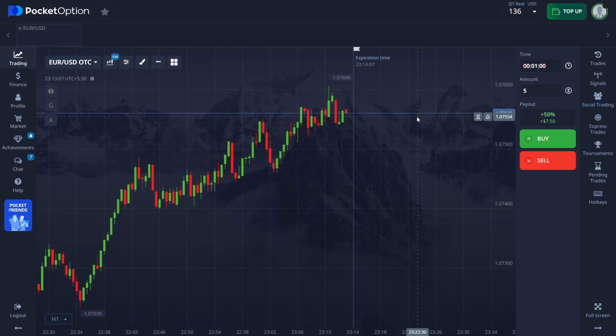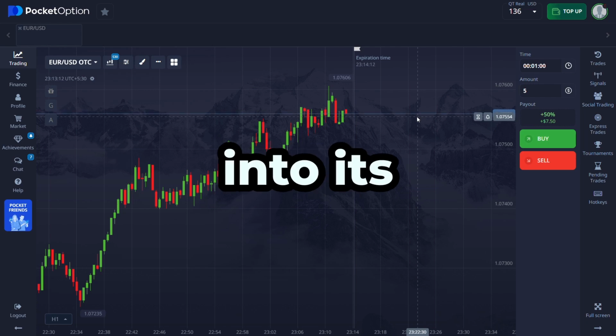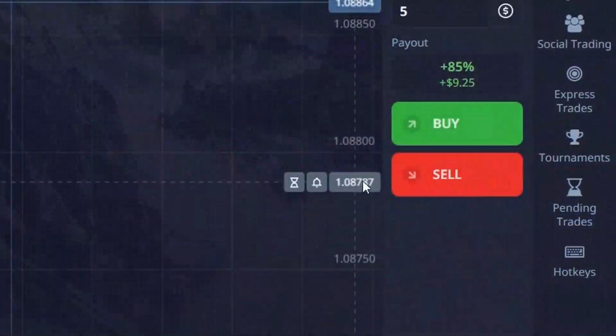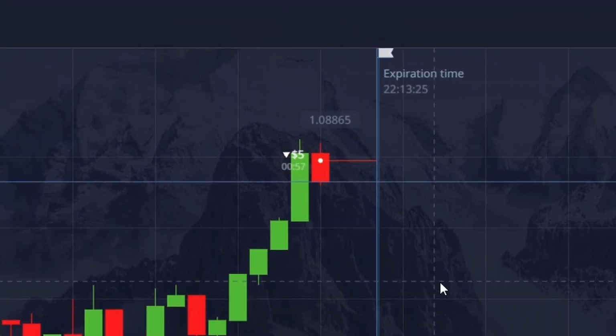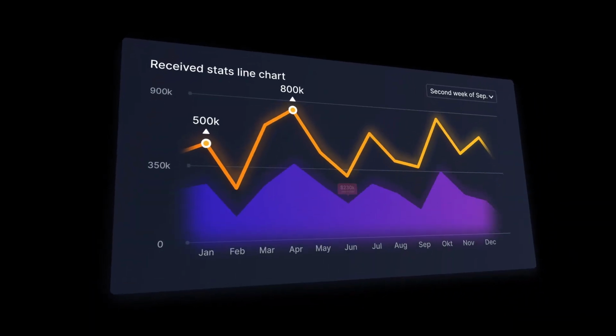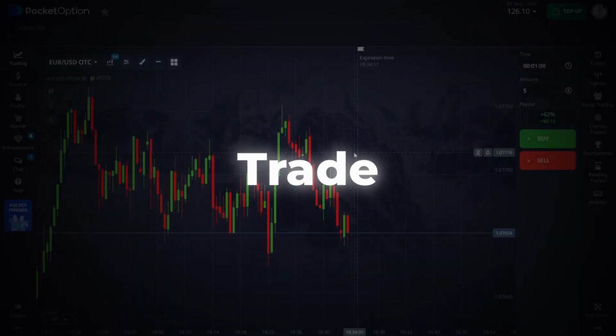I've created a brand new Pocket Option account and deposited $100 into its real account. I will be placing $5 trades based on the signals provided by ChatGPT and tracking the results to see how accurate and profitable they can be. Let's place the first trade.